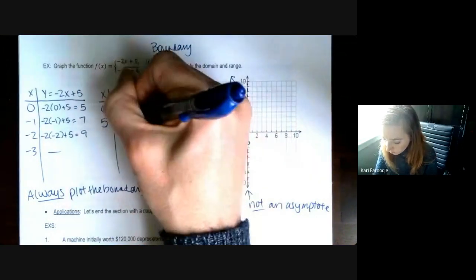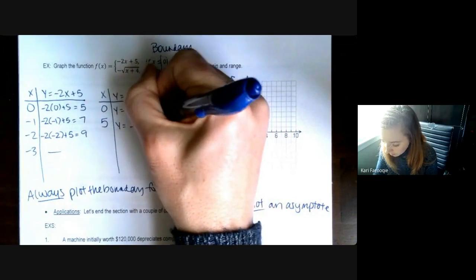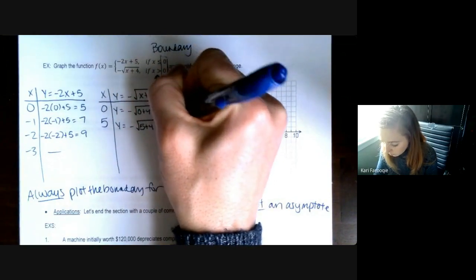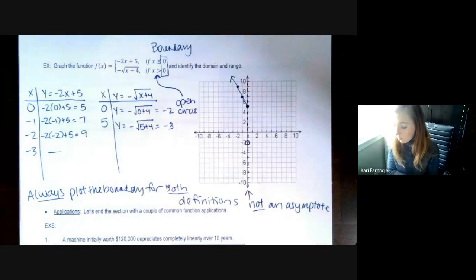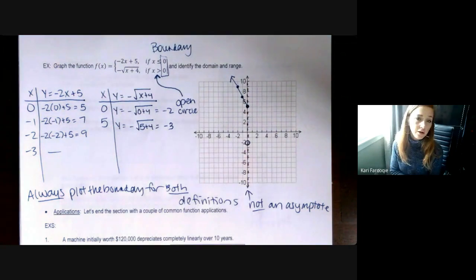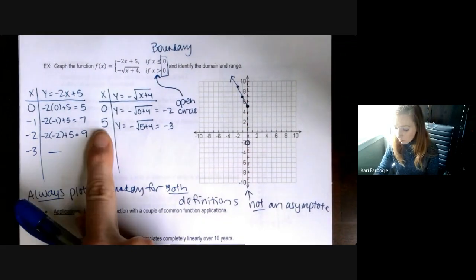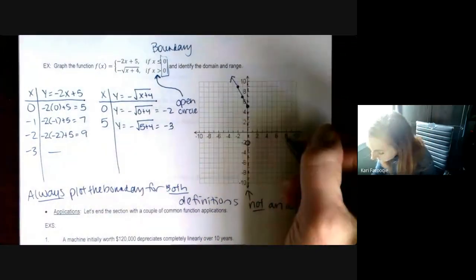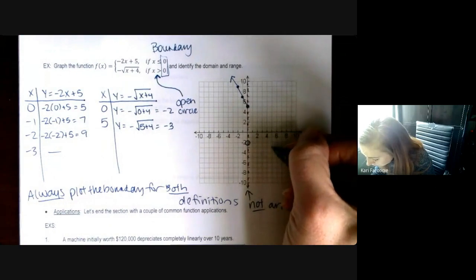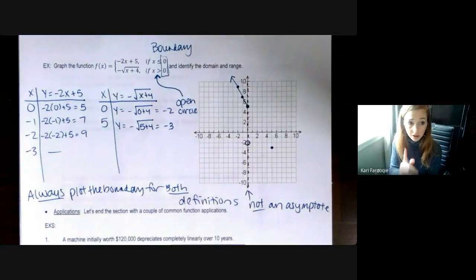If x was 5, then y would be negative square root of 5 plus 4, and the square root of 9 is 3. So that would give me a nice point on this graph. So I could put a point here at (5, -3). So 1, 2, 3. And that will be filled in because it actually exists on this graph. It's not part of the boundary, so that doesn't apply.